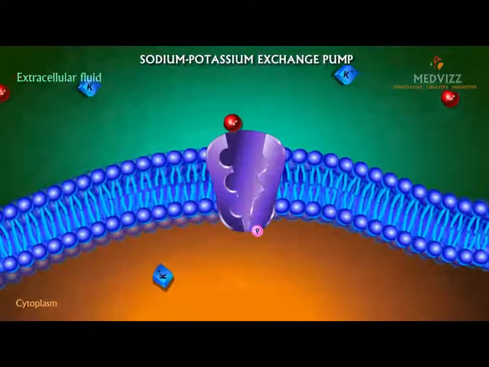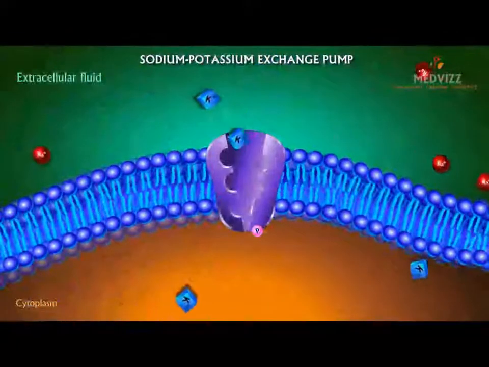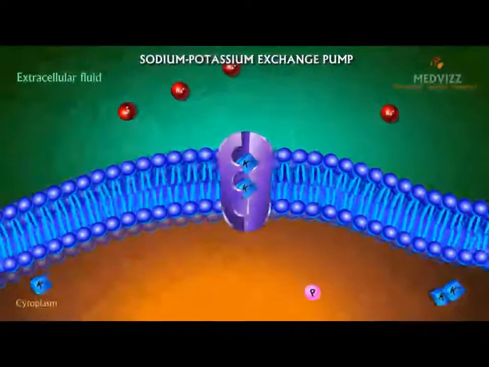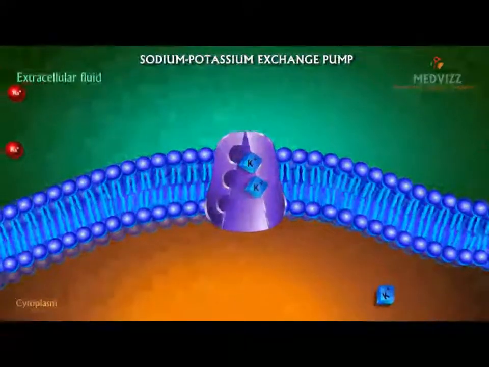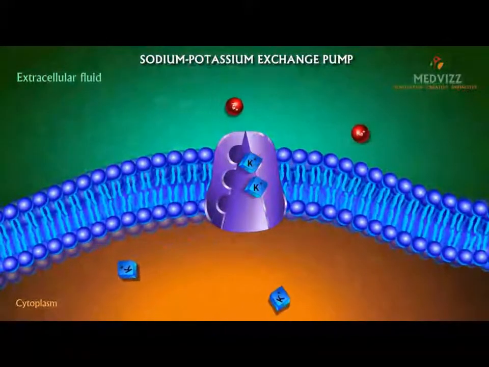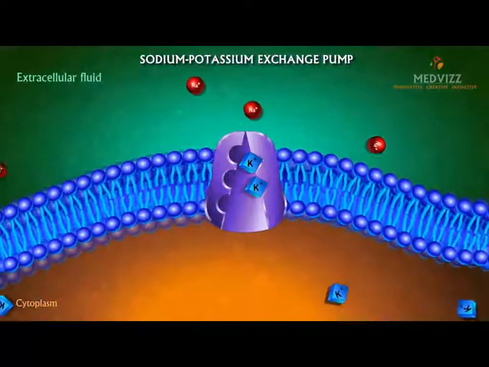The new conformation has a high affinity for potassium ions, 2 of which bind to the extracellular side of the protein. The bound phosphate now dissociates, and the protein reverts to its original conformation, exposing the 2 potassium ions to the cytoplasm on the inside of the cell.